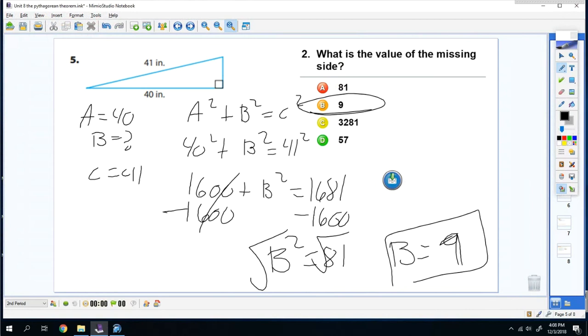One way you can check yourself too is when you're trying to find the measure of A or B, they have to be smaller than C. So that's one way to check yourself. C in this case was 41. There's only one answer choice that was smaller than 41, which was B, 9.